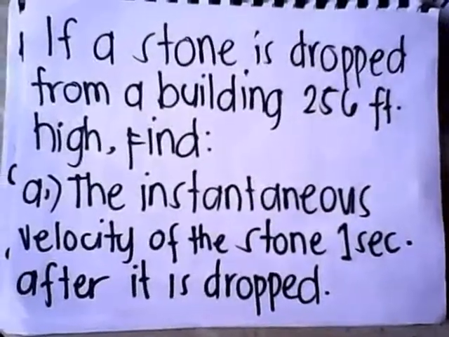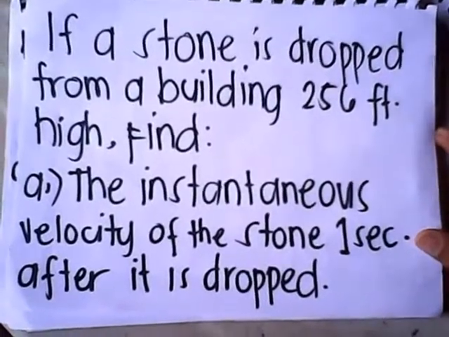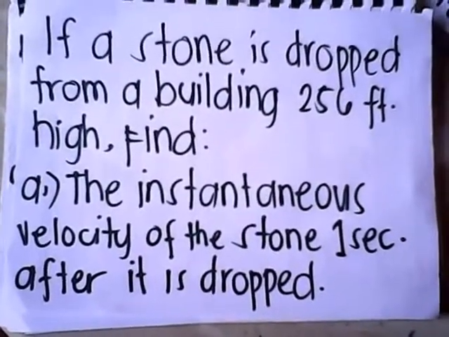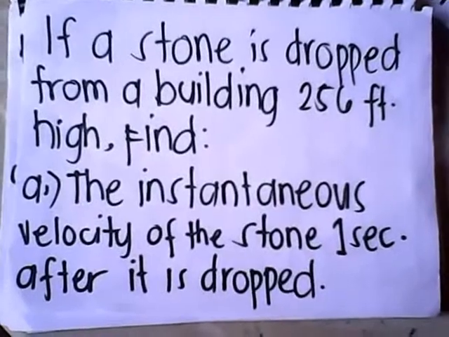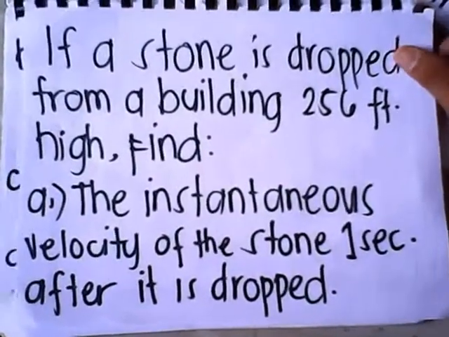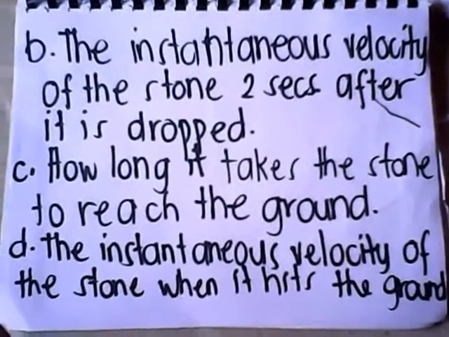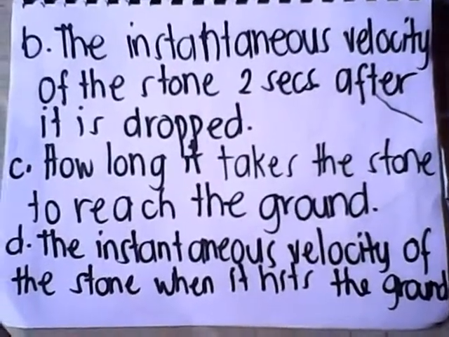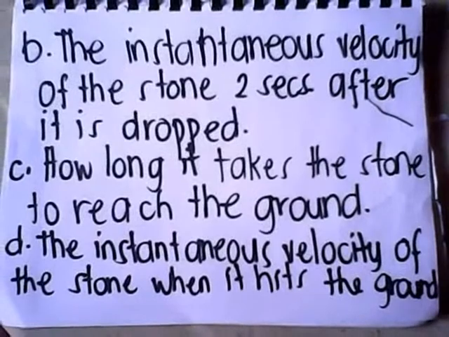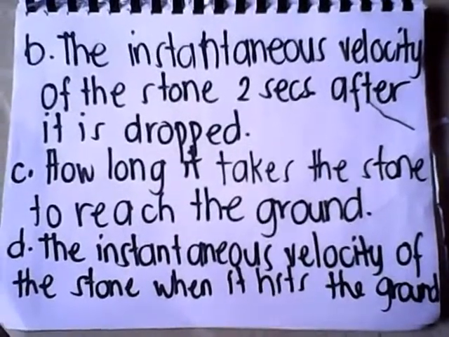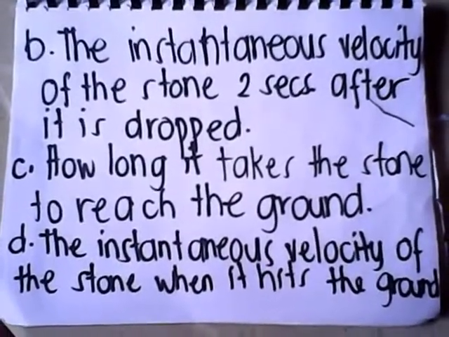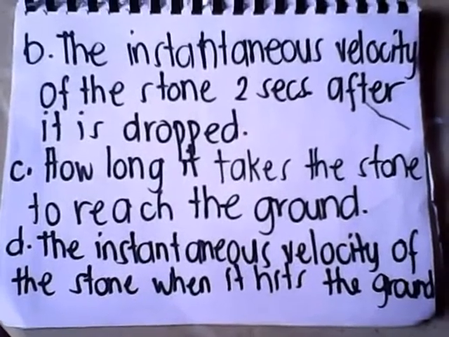If a stone is dropped from a building 256 feet high, find letter A, the instantaneous velocity of the stone 1 second after it is dropped. Letter B, the instantaneous velocity of the stone 2 seconds after it is dropped. Letter C, how long it takes the stone to reach the ground. Letter D, the instantaneous velocity of the stone when it hits the ground.